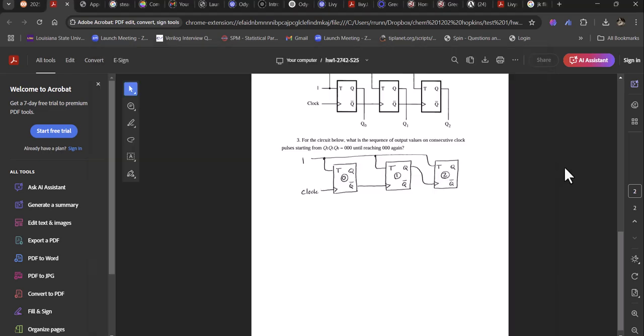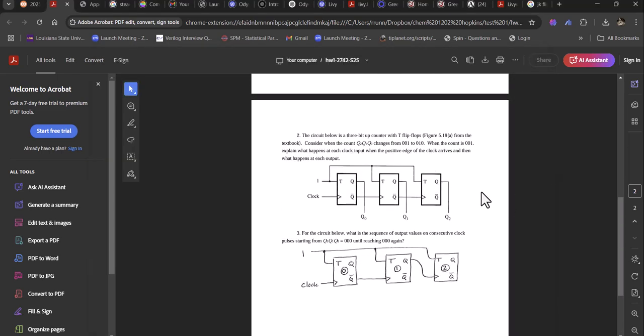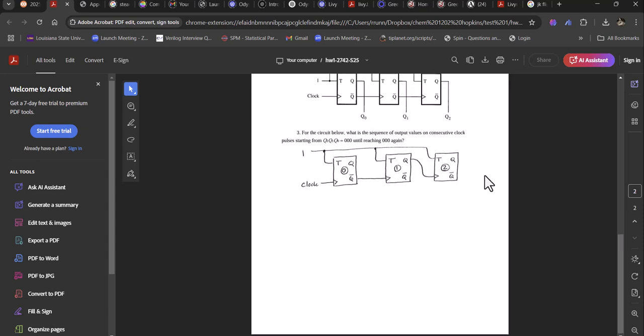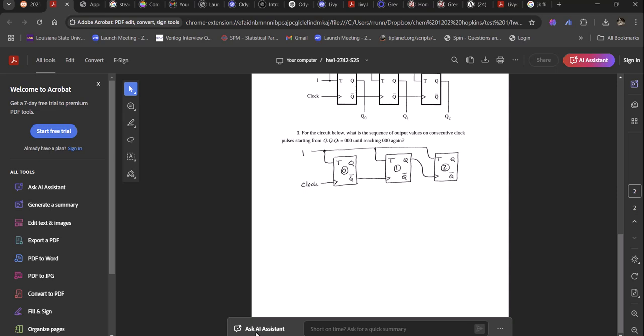Wait, so number 3, you can use a timing diagram to answer the question too? I'm not the grader, so I can't say, but I would think a timing diagram would make it easy for the grader. So I would draw the timing diagram and then in words explain what it's showing. It says, what is the sequence of the output values after each clock pulse? Right, and so the sequence of values, you can read those off the timing diagram.